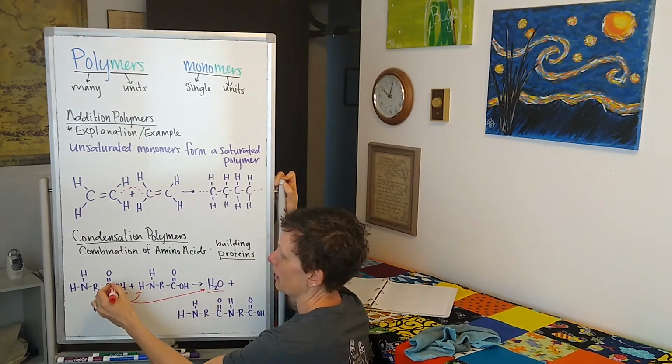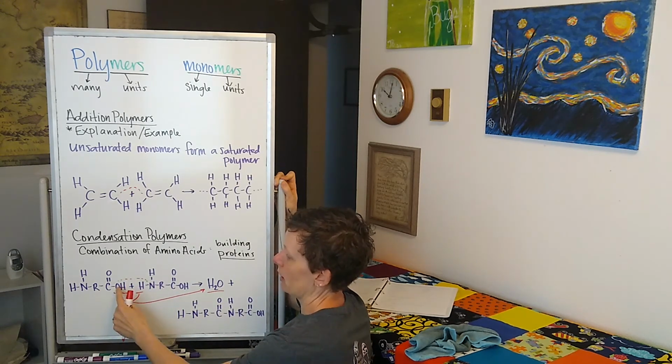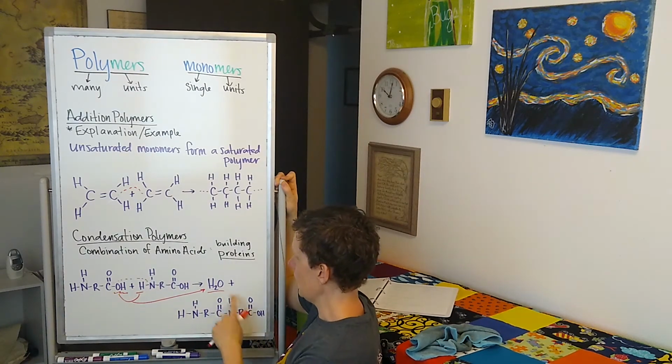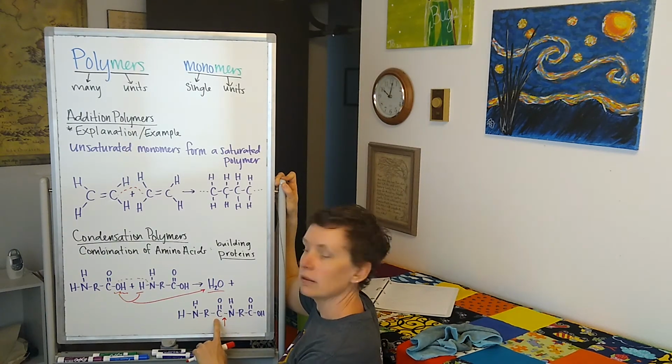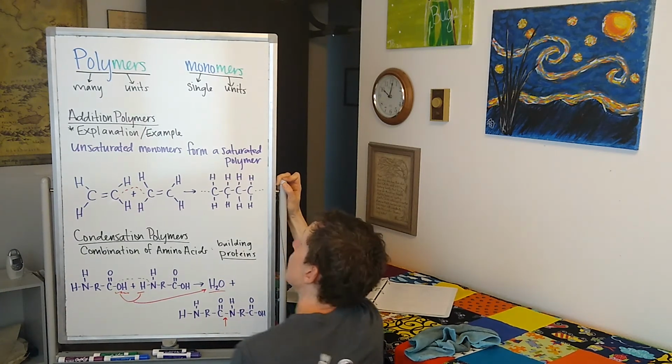Then the carbon here is going to form a bond with that nitrogen where we left the openings from the OH and the H leaving those molecules, okay? And so now we have that bond right here between the amino end of one amino acid and the carboxylic acid end of another. And there we have condensation polymers.